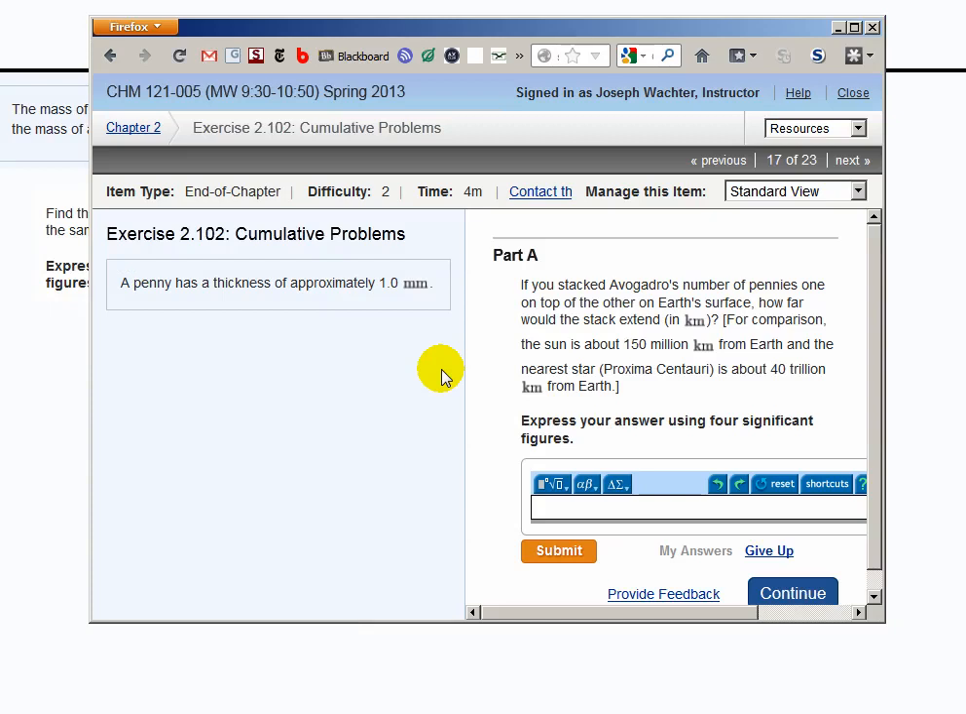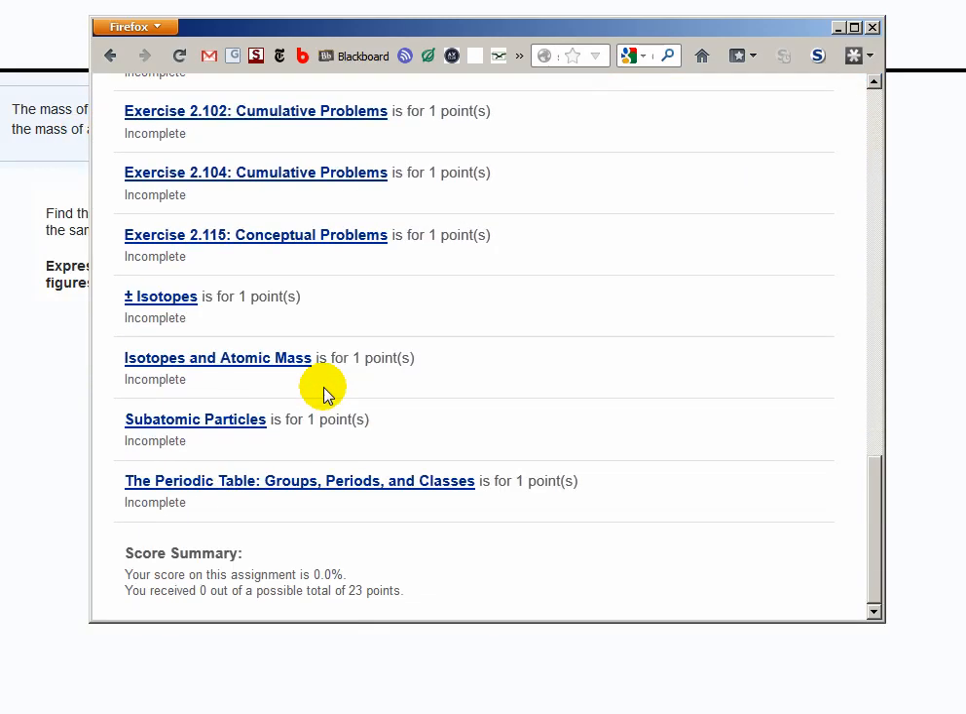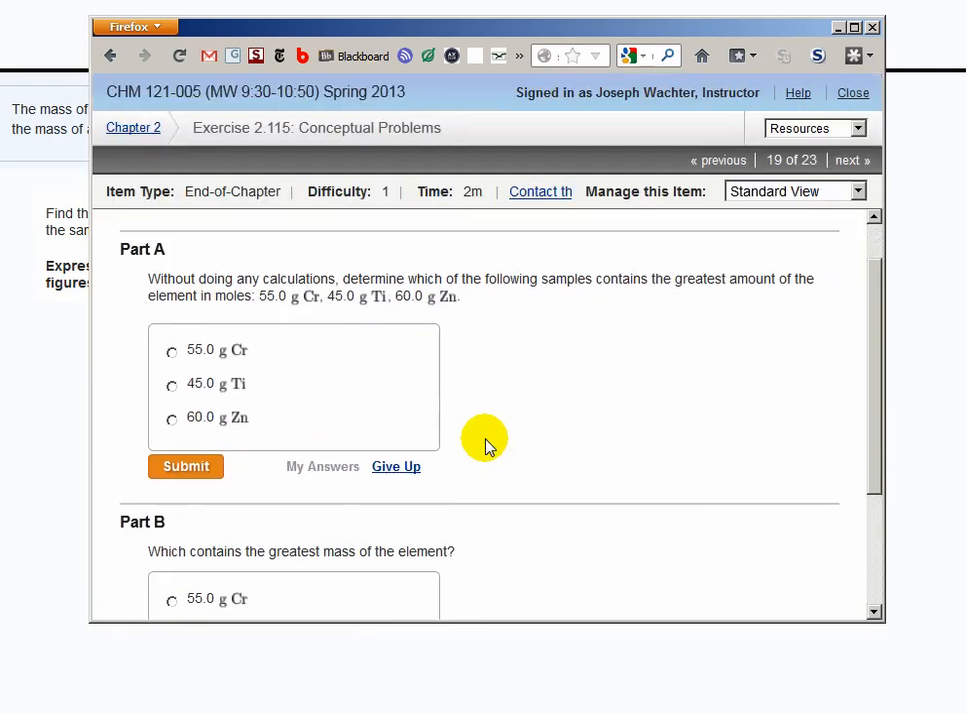Other questions about these? 2.103? 0.15? All right, without doing any calculations, determine which of the following samples contains the greatest amount of the element in moles. How would you do this? Yeah, you're comparing their molar masses. So if you have one mole of each of them, what are the three here? Chromium, titanium, and zinc.